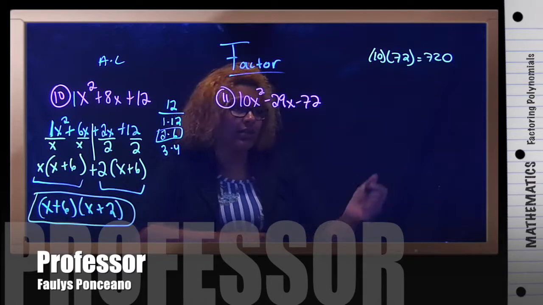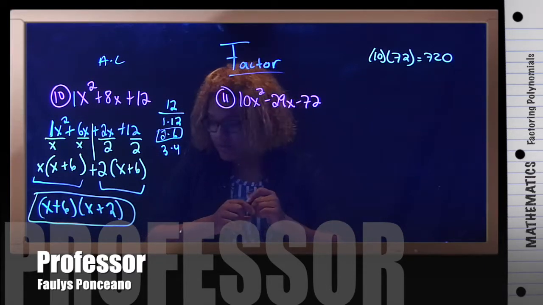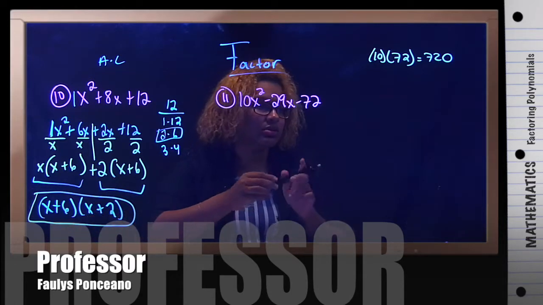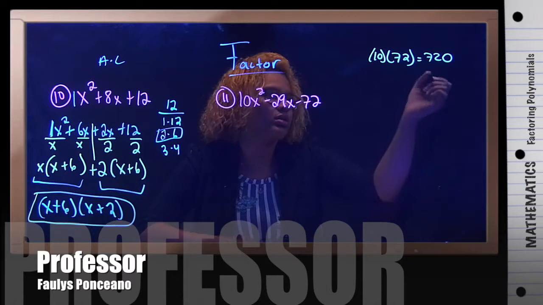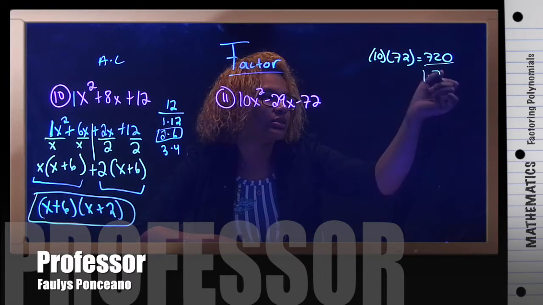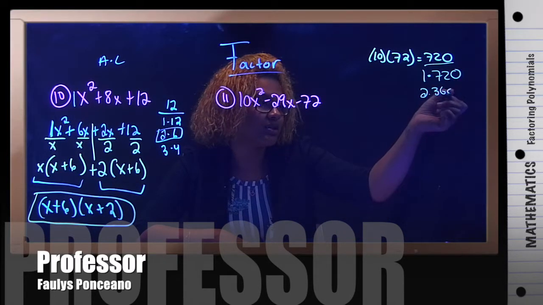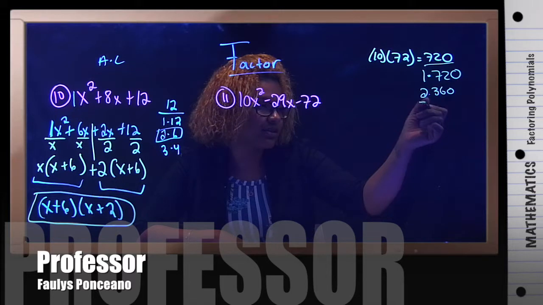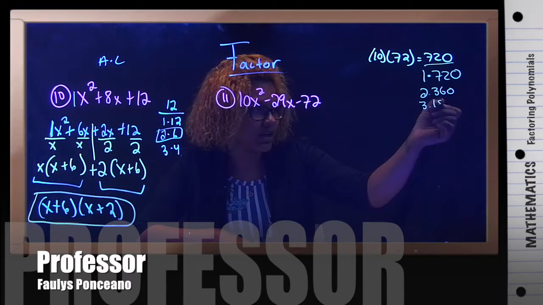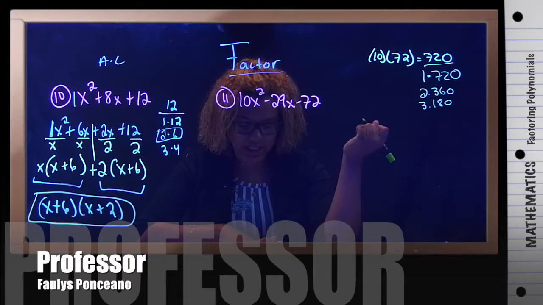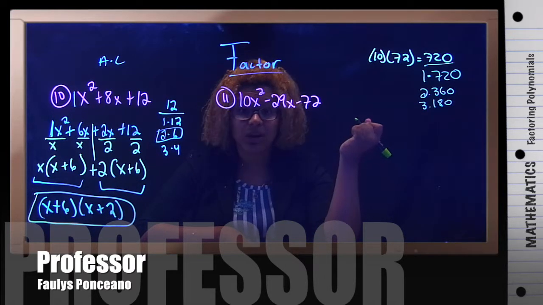You're going to have a lot of factors. I did this ahead, and I'm going to write down for you all the factors that I found, starting with the first one. 1 times 720, the easiest one. Then I have 2 times 360. I did 3 times 180. I also did 4, 6, 8, 9, 10, 11, 12, 15. I was getting a little bit tired.